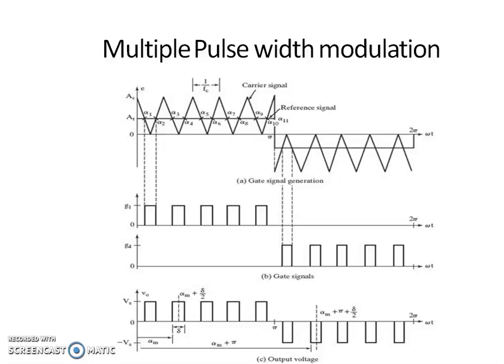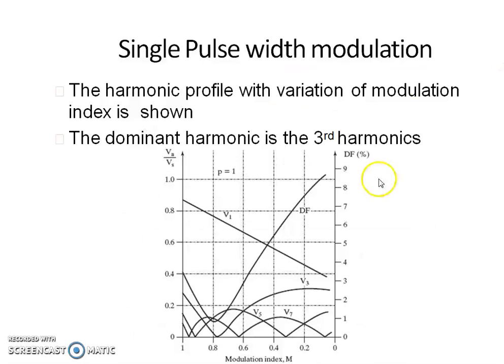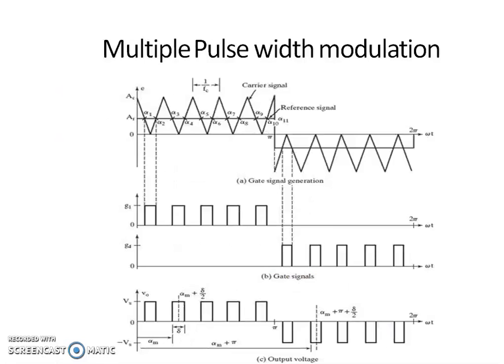In the single pulse width modulation technique, the third harmonic content is greater. The third harmonic component is dominant in single pulse width modulation. In order to reduce the harmonic content, we can go for the multiple pulse width modulation technique.